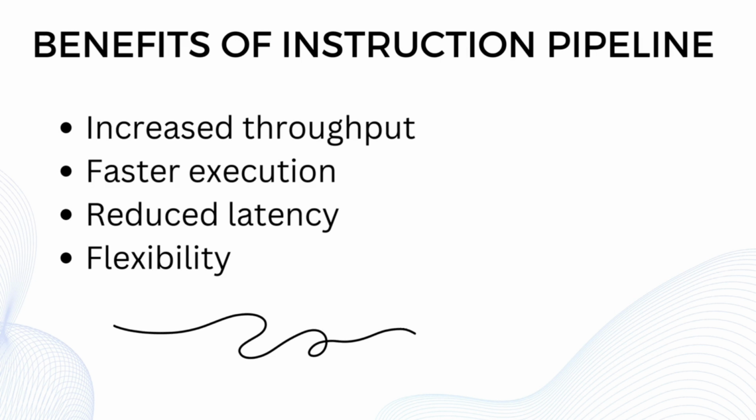Next, we have reduced latency. The use of instruction pipeline implementation reduces the latency between the time an instruction is fetched and the time its result is written back to a register. This results in a reduction in the amount of time that the processor spends idle waiting for the instructions to complete. And last, we have flexibility. Instruction pipeline implementation allows for greater flexibility in processor design by enabling the use of different architectures and microarchitectures. This enables designers to tailor processors to meet specific performance requirements and applications.